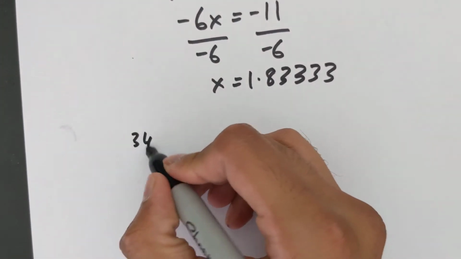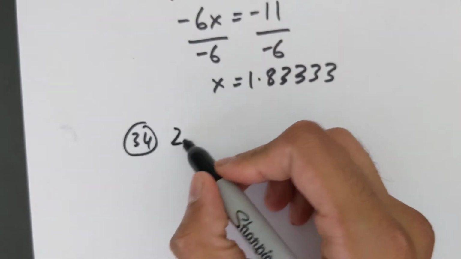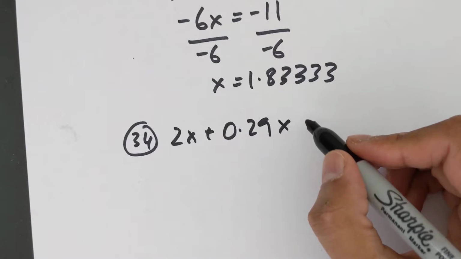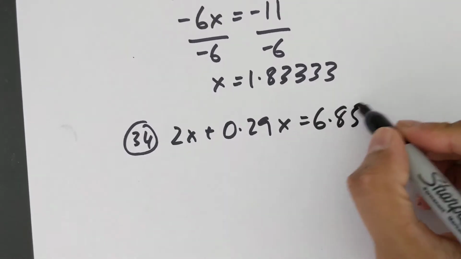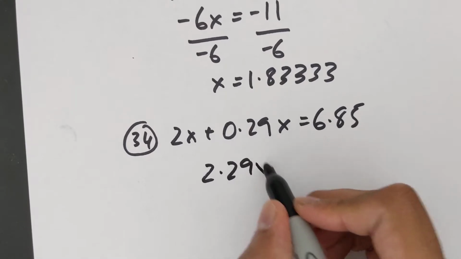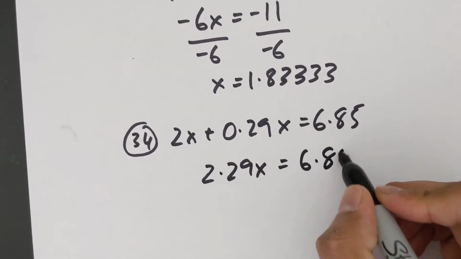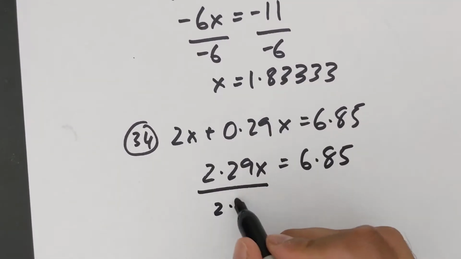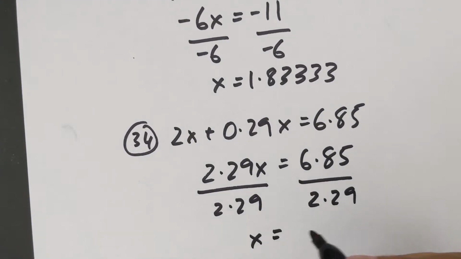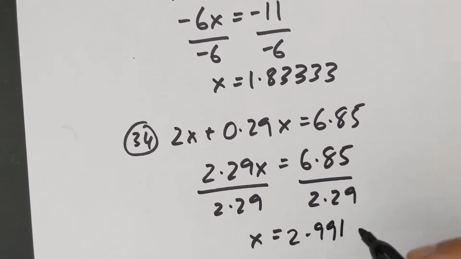Question number 34 is a pretty simple question. I have 2x plus 0.29x equals 6.85. I just have to combine these two like terms. So 2.29x equals 6.85. I'm going to divide both sides by 2.29. Get x equals 2.991266.